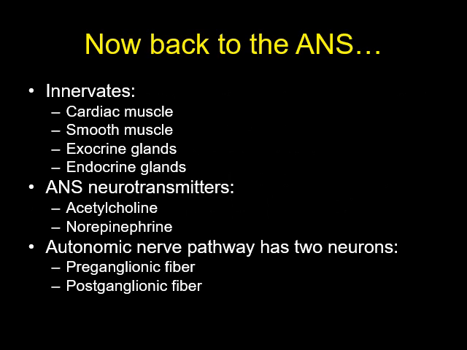Now, as far as the autonomic nervous system, we know that it innervates cardiac or heart muscle, smooth muscle, and both exocrine and endocrine glands. The two autonomic nervous system neurotransmitters are acetylcholine and norepinephrine, aka noradrenaline. Each autonomic nerve pathway is comprised of two neurons, a preganglionic neuron and a postganglionic neuron.